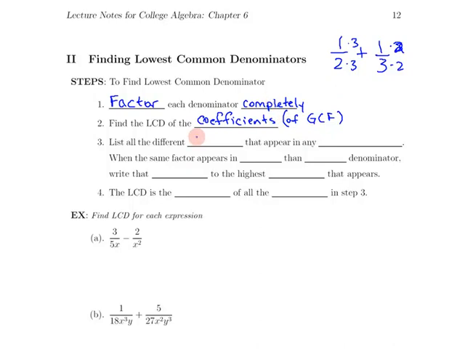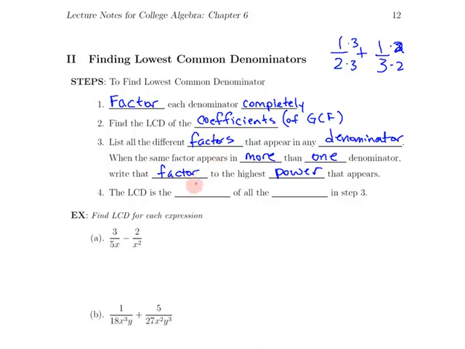So we start by listing all the different factors that appear in any denominator. When the same factor appears in more than one denominator, we're going to write that factor to the highest power that appears. Okay? So we write all the factors down that we see anywhere, and if there's a factor that appears in more than one denominator, we make sure we put it to the highest power we see.